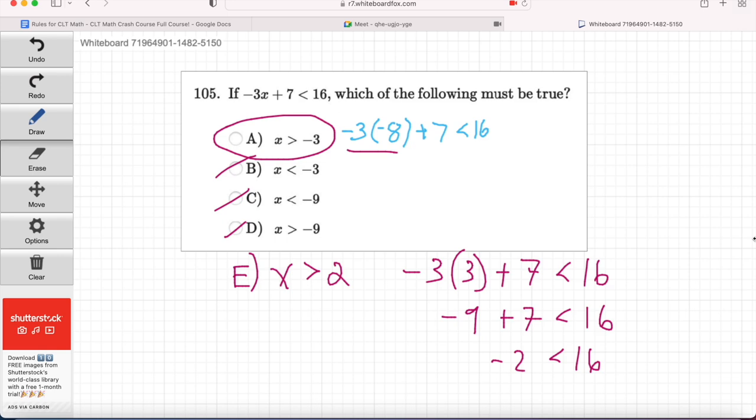Okay. And is that where the wording comes in, like which must be true? Yes, absolutely. I love that you pointed that out. Thank you so much. Which must be true. Not which can be true, right? It has to be true. Absolutely. Great point. Any questions? No, I don't think so. Awesome.